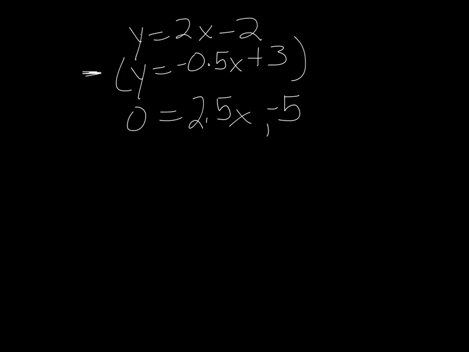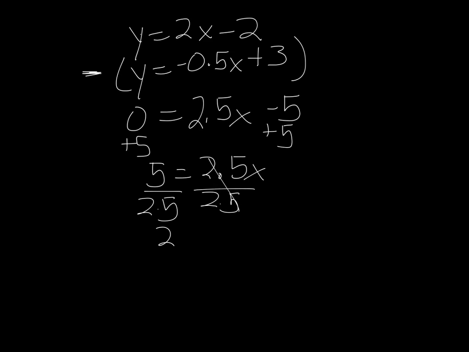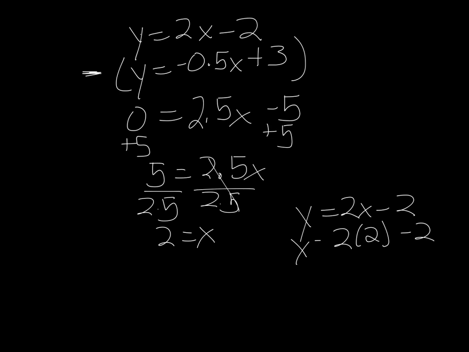I just want to solve for x, so I'm going to add that 5 over to this side. So 5 equals 2.5x. Divide both sides by 2.5, and I know that x equals 2. I need to find the value of y, so I'm going to use the original equation, y equals 2x minus 2, and plug in a 2 in the x position. So y equals 2 times 2 is 4, 4 minus 2 is 2. So y equals 2. My intersection coordinates are (2, 2). This is now my x sub 2, y sub 2.